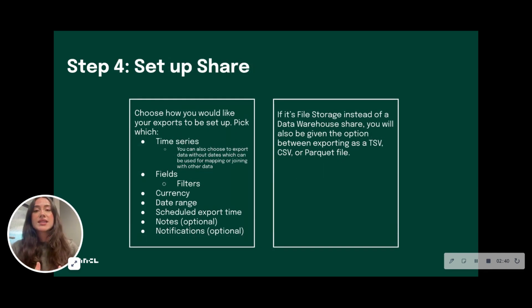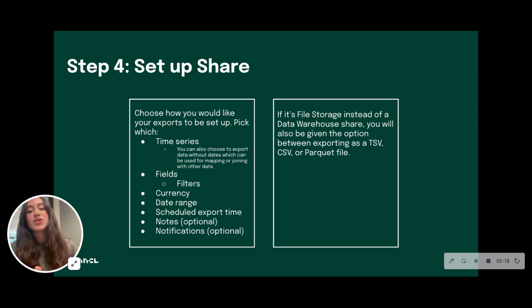And then step number four is actually setting up the share within Funnel. Once you click into the destination and go into setting up a share, you'll get hit with some of these options. To set up an export, you would have to pick which time series you would like the export to be in. You can also choose to export data without dates, which can be used for mapping or joining with other data. But you will be asked to choose a time series if that's not an option for you. Then you can choose which fields you would like to include in that specific share, and apply any filters that you would deem valuable for those fields.